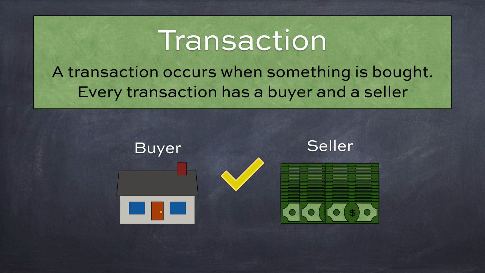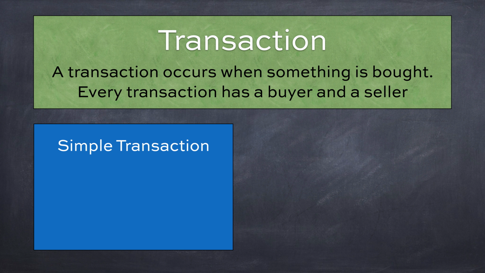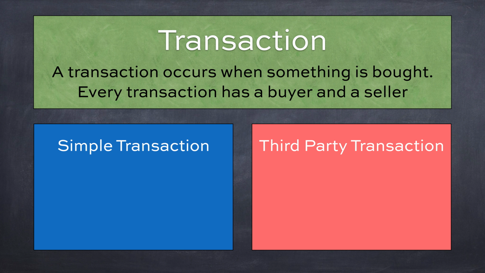So again, transactions range in scale from the very small transactions like buying a very small item at a store all the way up to buying a house, or even bigger than that, a skyscraper or some sort of building or an entire island. Those are the largest scale transactions. So we now know that transactions can range in size, but when it comes to transactions, there's really two types. There's what I call a simple transaction, and then there's a third-party transaction. So these are the two types.